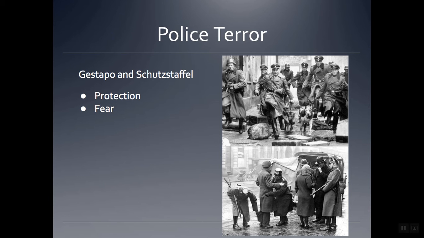His Schutzstaffel, you guys might be familiar with the SS. It almost looks like two lightning bolts next to each other. The SS were his secret police. They were the ones that carried out his orders. They were generally pretty high up. And they were the ones that would take care of any political opponents that Hitler might have. And they were the ones that offered him physical protection. And then you had your Gestapo.